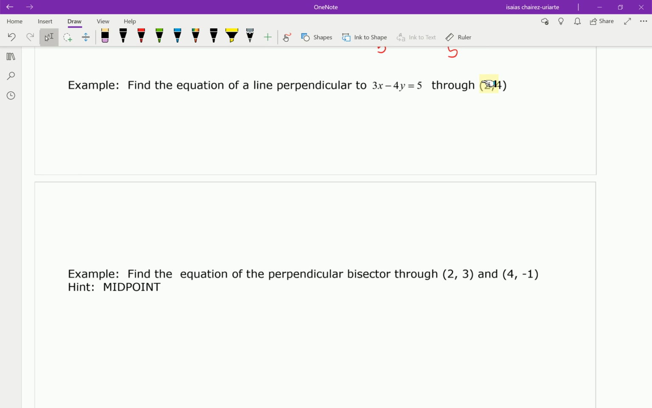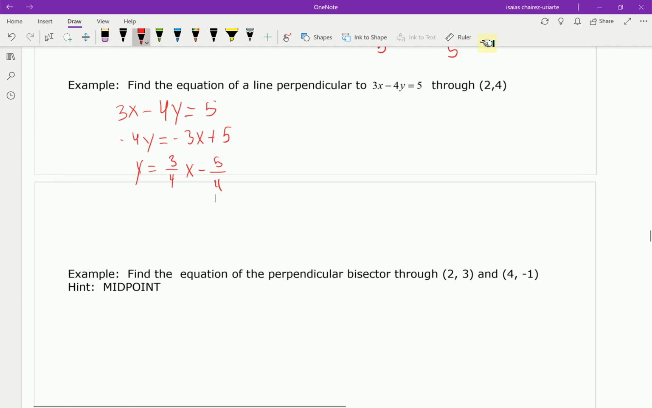Alright, so the first thing I gotta do here is find the slope of the line that was given to me. So I have 3x minus 4y equals 5. I want to identify the slope of this line. So I'm going to have to solve for y. So negative 4y is equal to negative 3x plus 5. Divide everything by negative 4. So then this becomes 3/4 x minus 5/4.